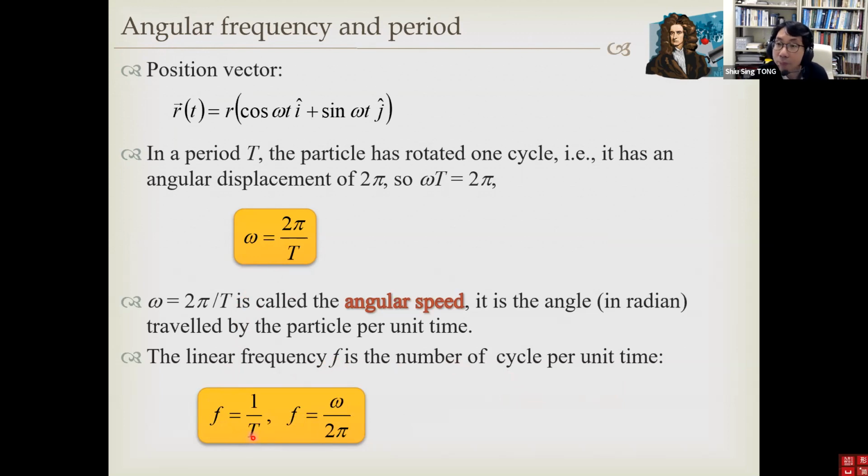So if the particle goes through a period in, say, 2 seconds, then that means in 1 second the particle just goes through half of a cycle. So the frequency is 1/2. That is how the frequency and the period are related. If the particle goes through 3 cycles in just 1 second, then the corresponding period is 1/3 of a second. So that's why the frequency and the period are reciprocals of each other.